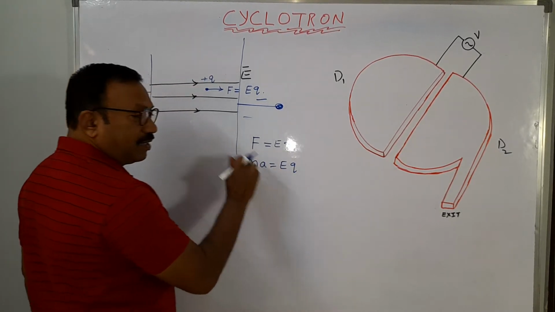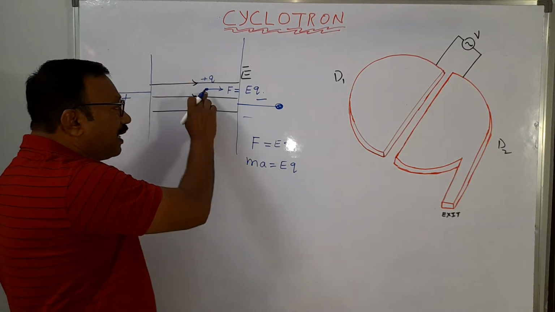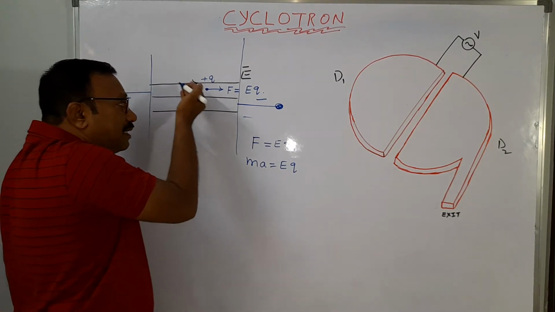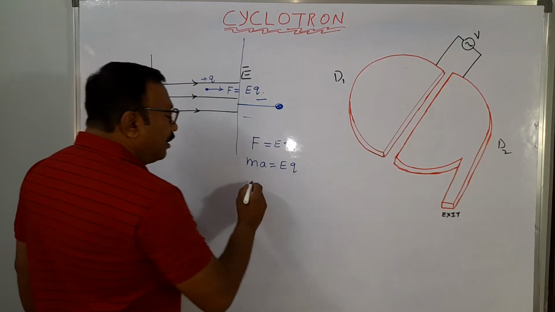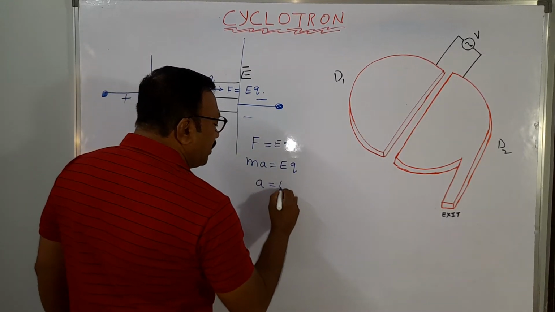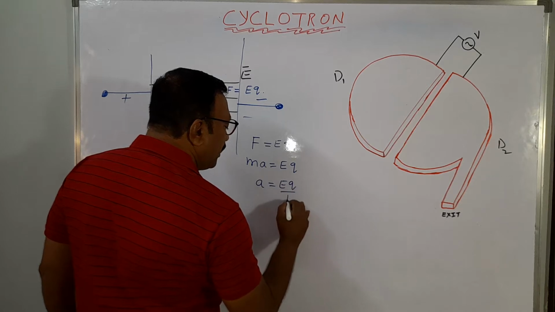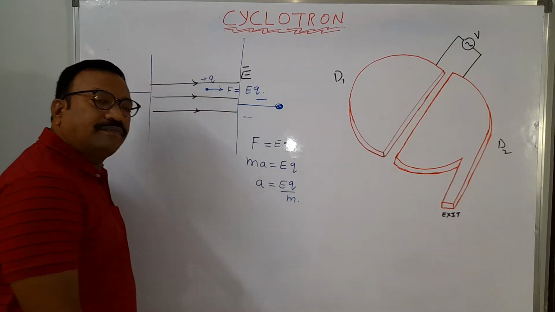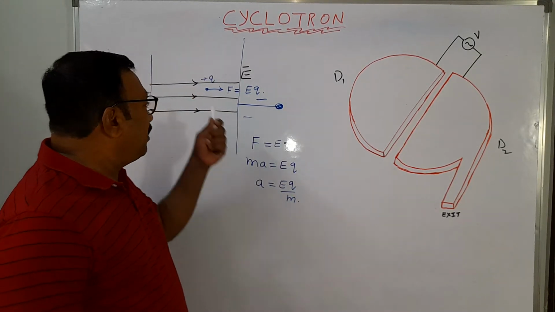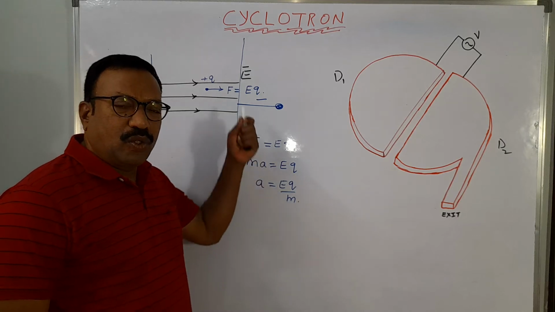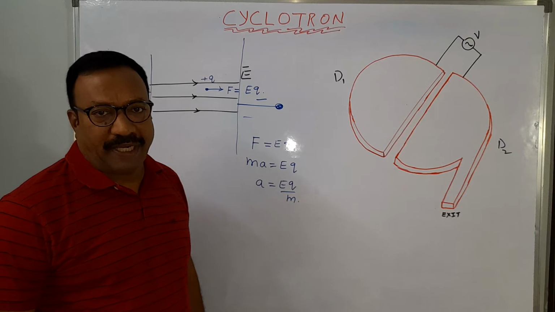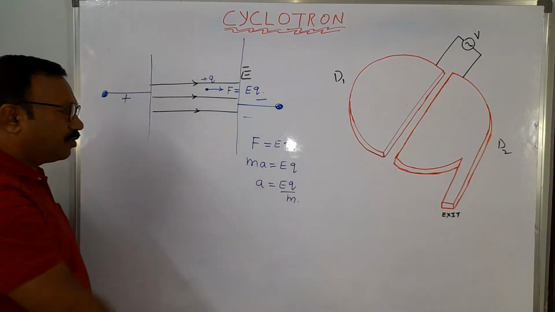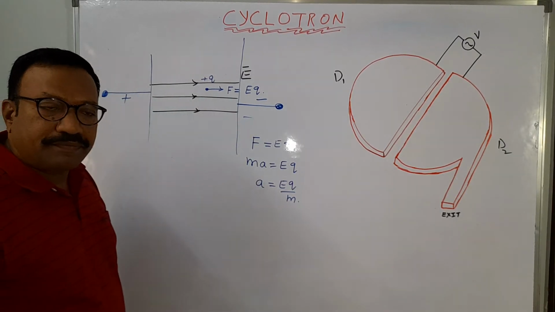So this will cause an acceleration in the particle. F is equal to ma. So this will cause acceleration in the particle. Now the particle is accelerated, its velocity will increase. What is the acceleration here? It is nothing but EQ by m. This will be the acceleration. M is the mass of the particle, Q is the charge on the particle, E is the strength of the field that you are applying. Fine, this is the thing which you are supposed to know.